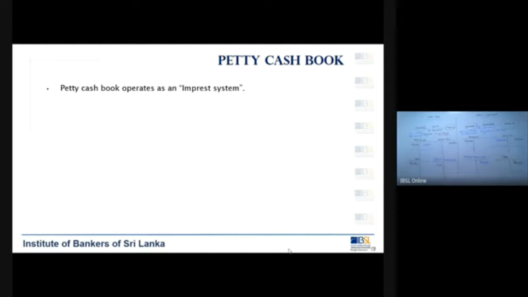So this is a system where it works on a monthly basis generally, depending on the volumes of transactions that you do with the petty cash. Every month, you have a fixed sum to make use of. At the beginning of the period, you will have a fixed sum, and that will be utilized during the month. And at the end of the month, you will go and get reimbursed with the amount that you have spent after furnishing all the relevant documents. This system is called an imprest system.